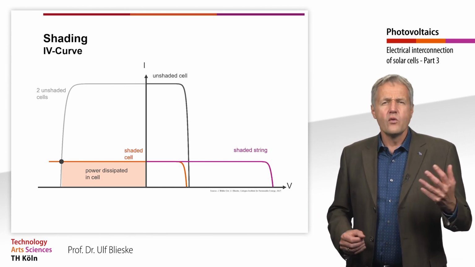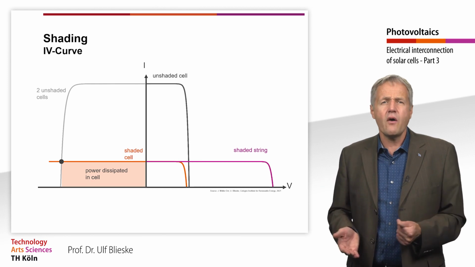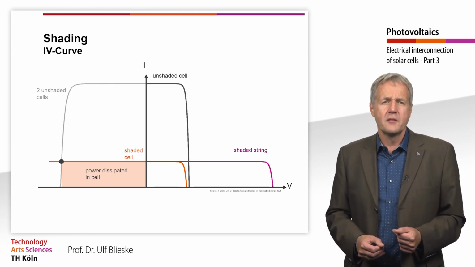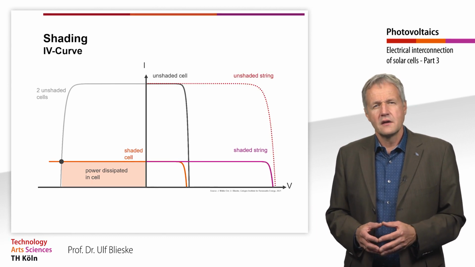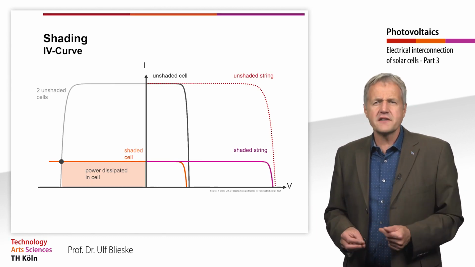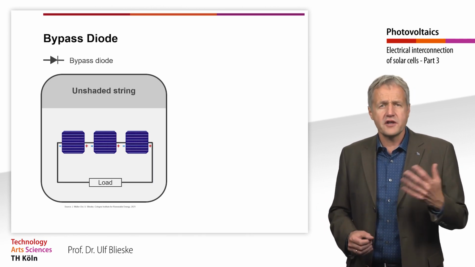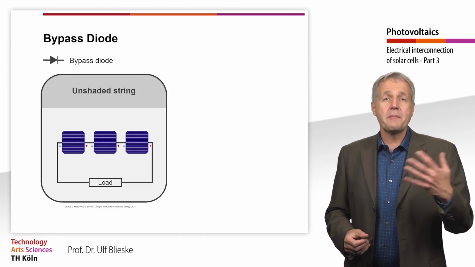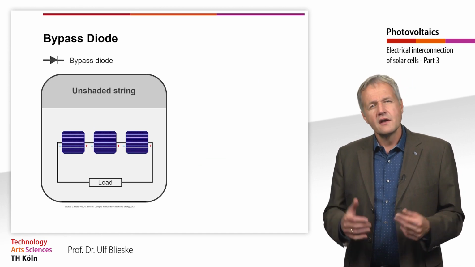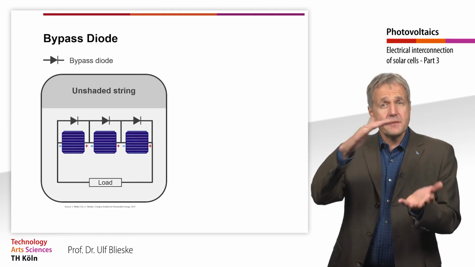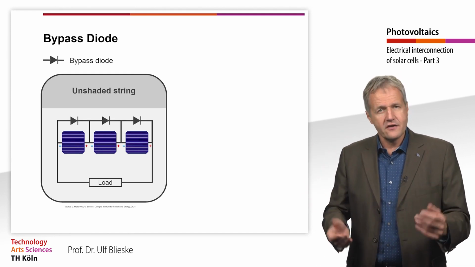Although only one cell was shaded, the maximum power of the entire string is reduced by almost 75%. To prevent this dramatic drop in power and the associated hotspot effect, so-called bypass diodes are used. These bypass diodes are diodes that are connected anti-parallel to the strings.